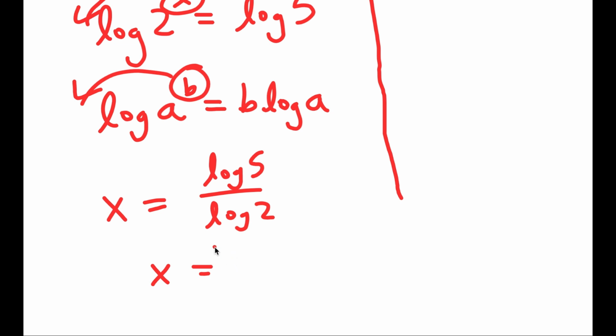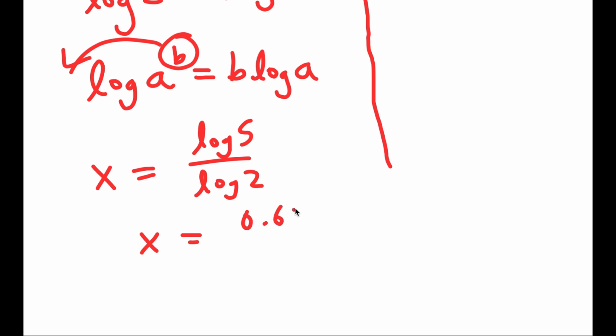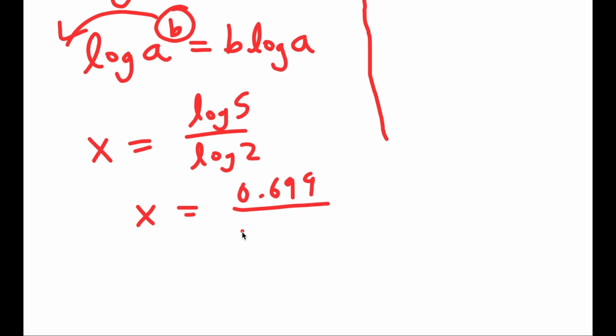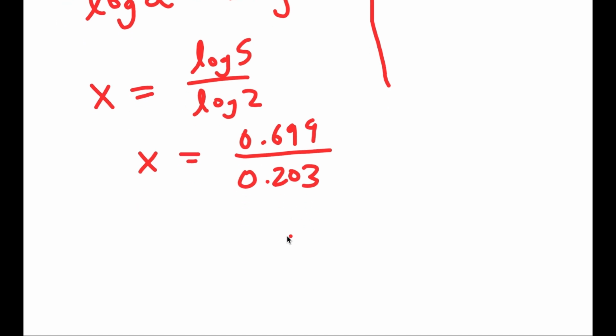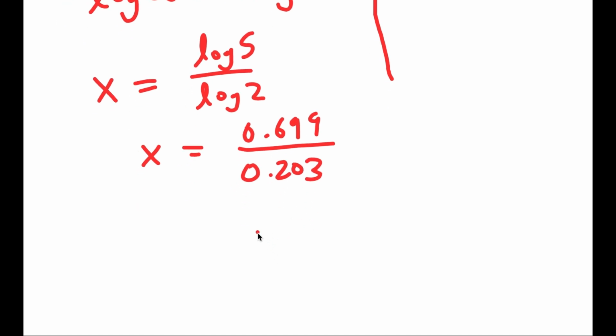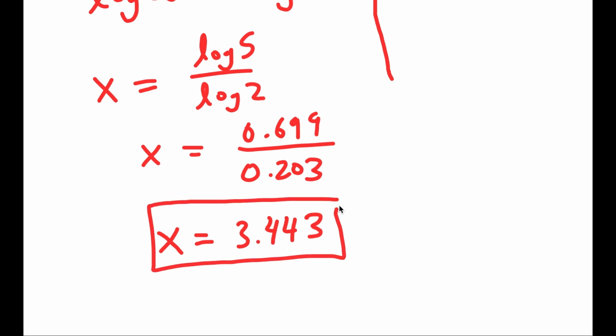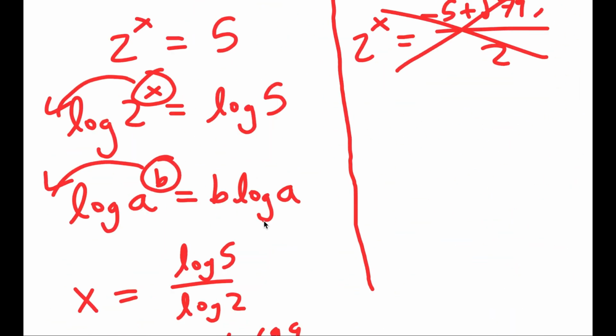if I plug this in my calculator, log 5 is 0.699 and log 2 is 0.203. So 0.699 divided by 0.203 is equal to 3.443. So this is my solution to this equation.